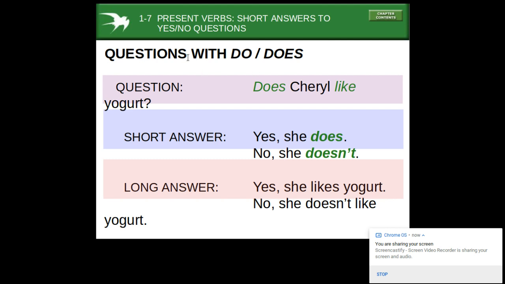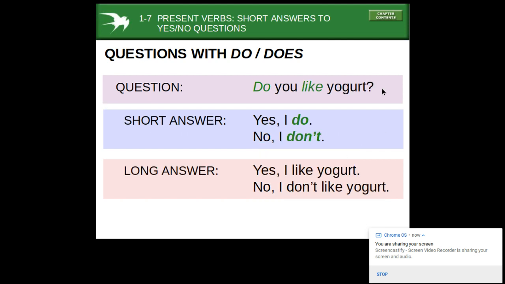Okay, look at these questions with do or does. Does Cheryl like yogurt? Remember, it's the base verb. The short answer, yes, she does, or no, she doesn't. The long answer, by the way, short answers are always three words, right? Yes, she does. No, she doesn't. The long answer just really includes the question, right? So, yes, she likes yogurt. No, she doesn't like yogurt. In normal speech, the short answer is much more common than the long answer. Just so you know. Do you like yogurt? Yes, I do. No, I don't. Yes, I like yogurt. No, I don't like yogurt.